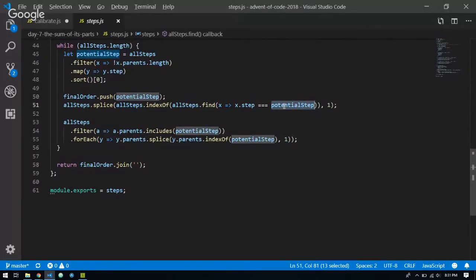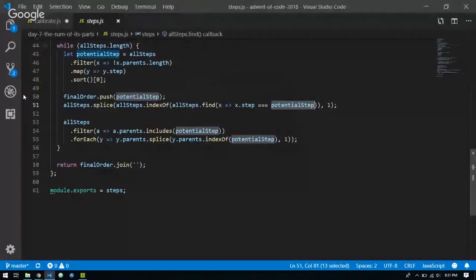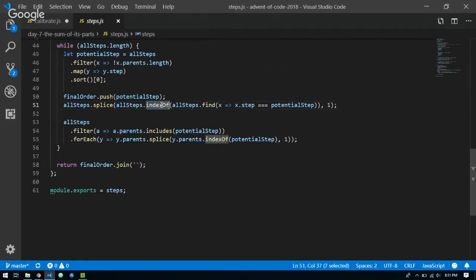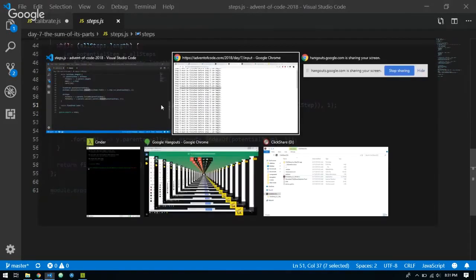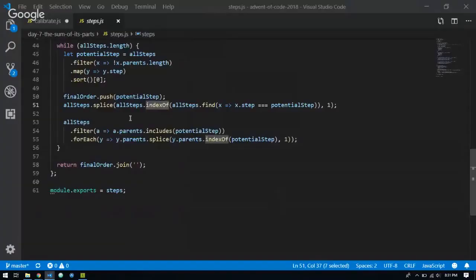So let's say it's this one, E and W. So let's say my potential step is E and W. And for the logic that I've sorted through, I know that this is the one that I want to add to my final order. I'm going to find that potential step. I want to find where my step has that parent and child. And when I find that, I want to know what position that is in. So in this case, if I'm looking for E and W, I have no idea what position this is. Get the position for me from here in my all steps. And out of that, take it out.